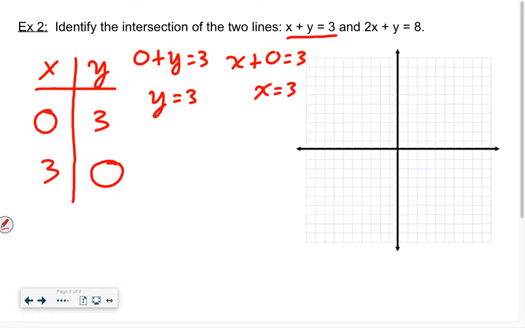Again, we have (0, 3) and (3, 0). So it looks like we're going down 1 unit, right 1. So if we continue that pattern, it's going to look something like so.